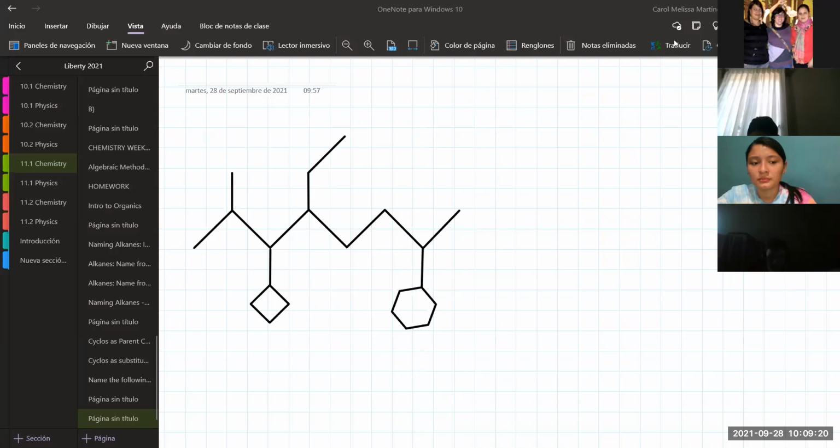So the first thing that we need to do with this kind of exercise is to identify whether this cyclo is a substituent or a parent chain. As you already said, it is a substituent. So this is the first step. First of all, it is a cyclo as substituent, because that means that you need to get the parent chain.